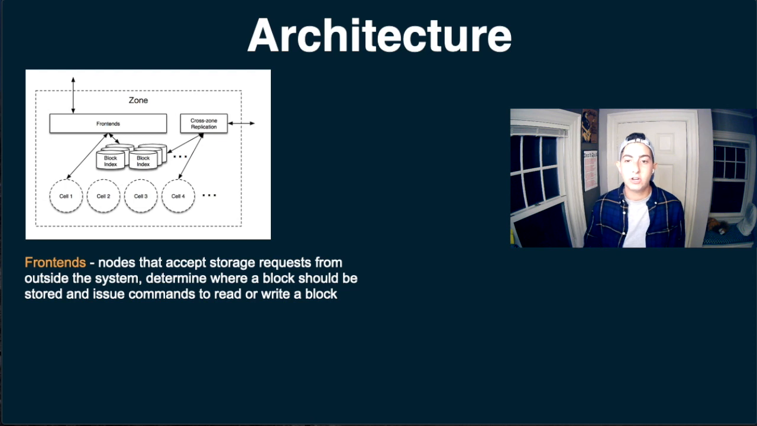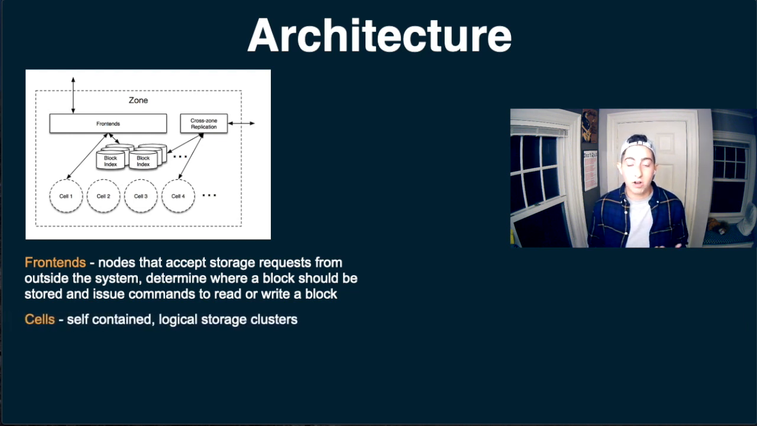The front ends are the nodes that accept storage requests from outside the system. They determine where a block should be stored and issue the commands to read or write a block. This is kind of like the interface to the rest of the Dropbox architecture: before anything is stored, it goes through the front end, and that's what determines where and what should happen to that block. There are also cells, which are self-contained logical storage clusters. These are the actual places that the data is stored. We're going to talk about these in greater detail in a second.